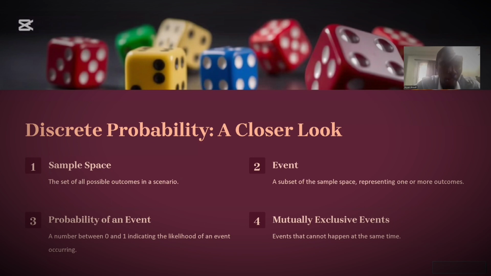Next on the slide is the event. An event is a specific subset of the sample space representing one or more possible outcomes. For example, the event might be that a randomly chosen individual is infected. We also have the probability of an event. That's a numerical value between 0 and 1 that quantifies the likelihood of an event. In epidemic modeling, this might represent the probability of disease transmission during a contact.